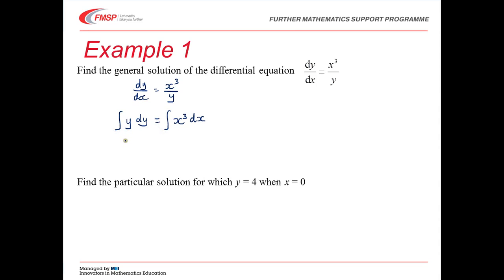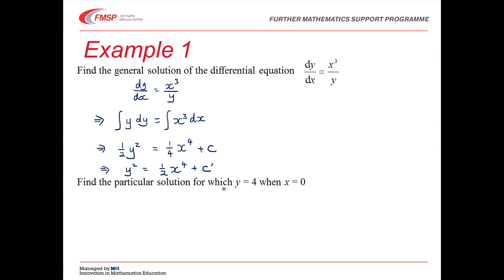Carrying out the integrations gives me a half y squared on the left hand side and a quarter x to the 4 plus a constant on the right hand side. Too many fractions there, so I think I'll multiply everything by 2 to get y squared equals a half x to the 4 plus, well, a different arbitrary constant, so I'll call it c dashed. No point in calling it 2c when it's arbitrary to start with.